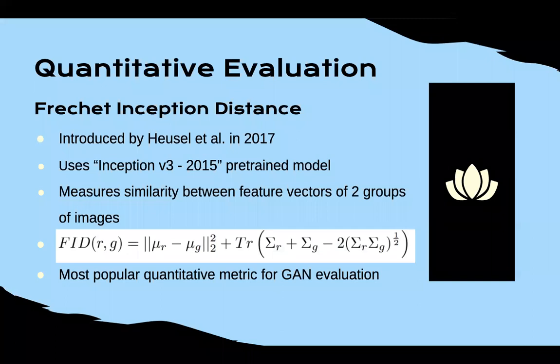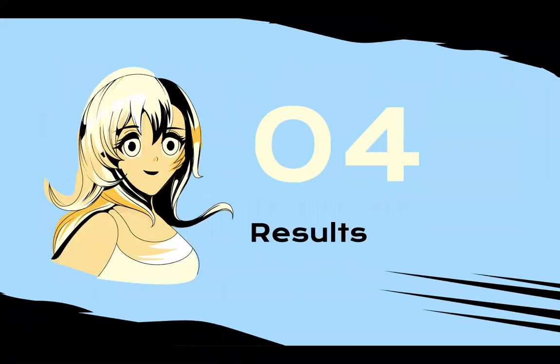It's a very popular metric for GAN evaluation. It uses the Inception 2015 version 3 pre-trained model, and it measures the similarity between feature vectors of two groups of images. Now let us move on to results.